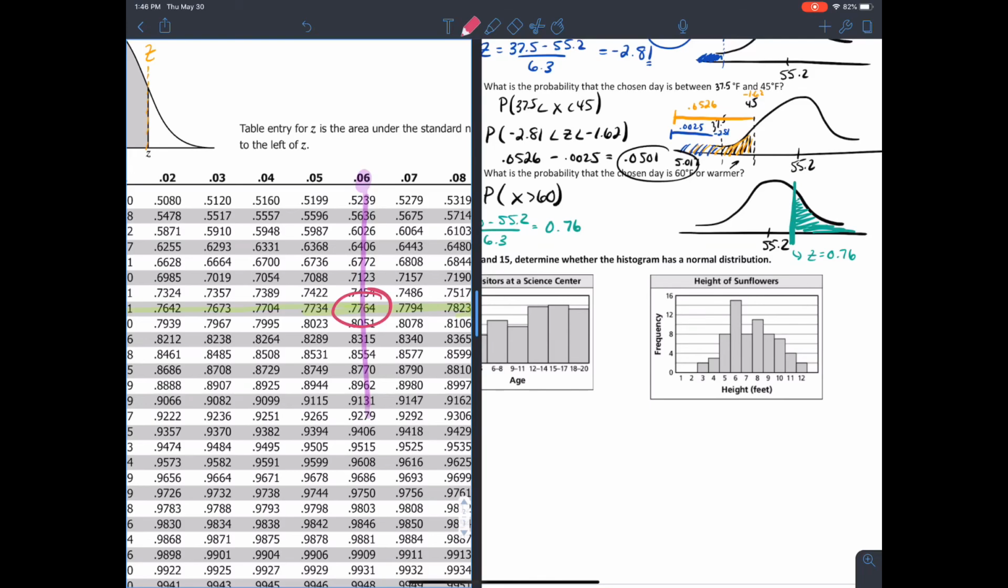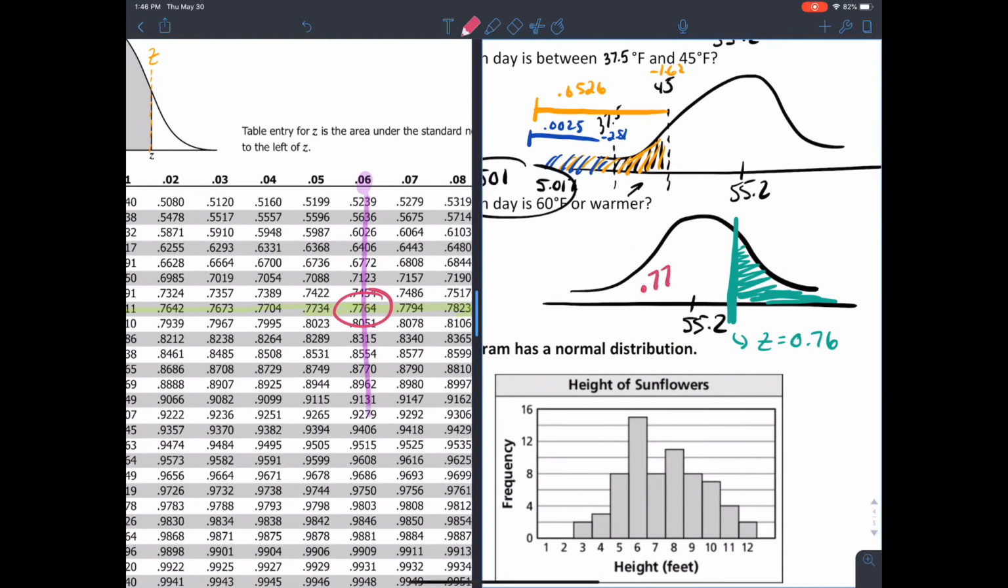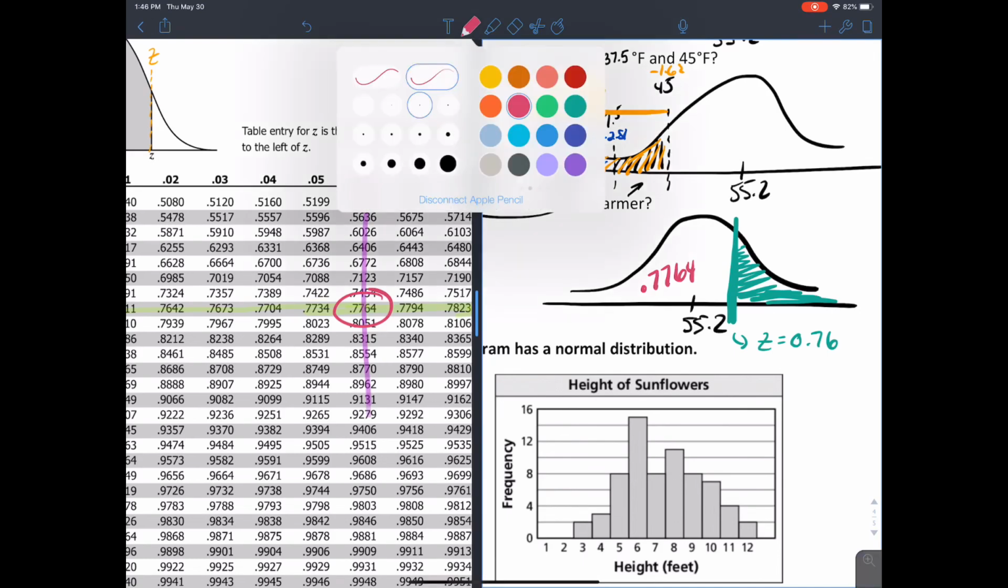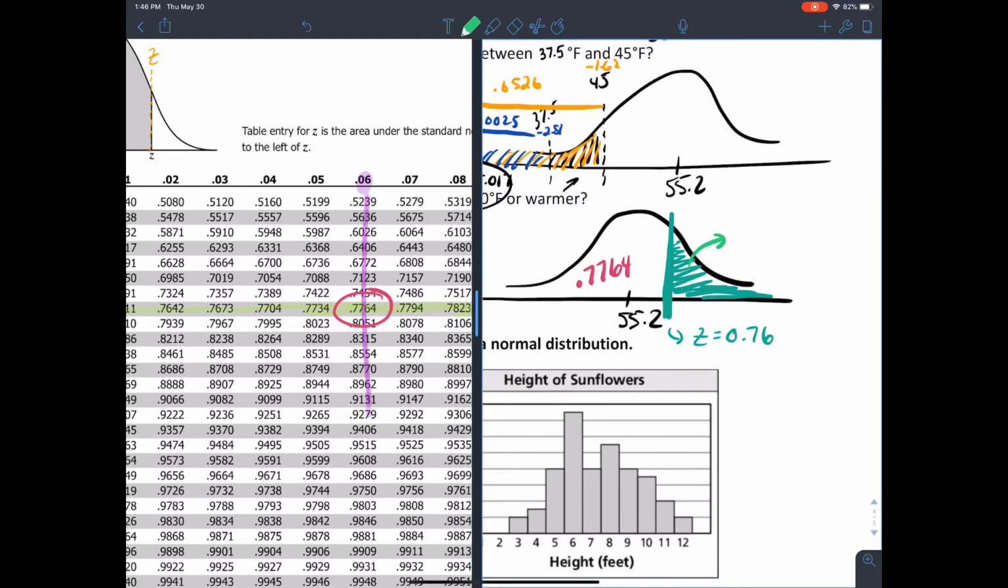But recall that this table is only showing us the area to the left of that cutoff. So this 0.7764 is actually this side. If I want the other side, well, we know the total area, if I highlighted everything, would be 1. And then I want to take away the area to the left of my border, which would just leave me with the area to the right of the border. And that comes out to be 0.2236, or if you wanted, 22.36%.